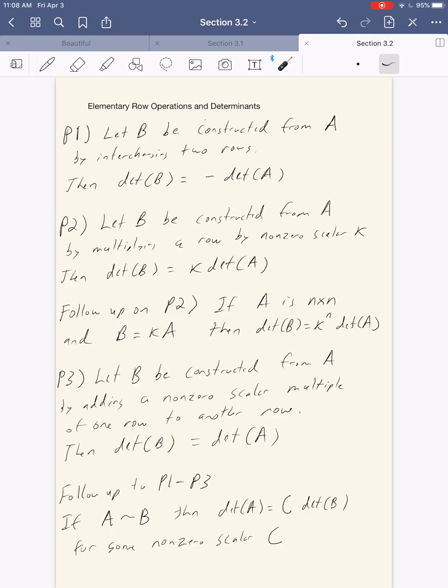This tells us that a quick way of calculating the determinant is to take a matrix, use elementary row operations to put it into upper triangular or lower triangular form, and then use the first theorem to quickly calculate the determinant.